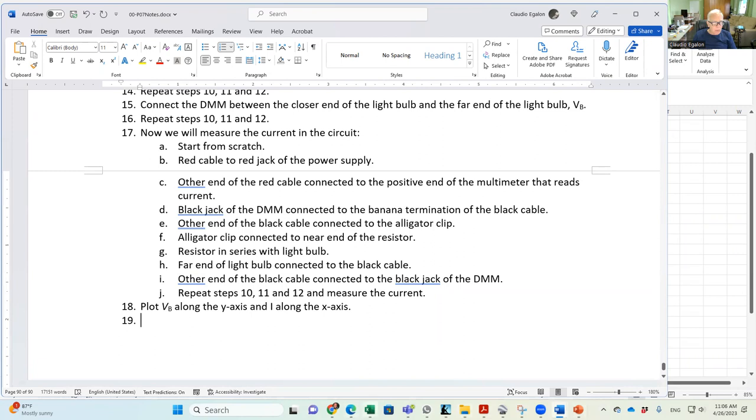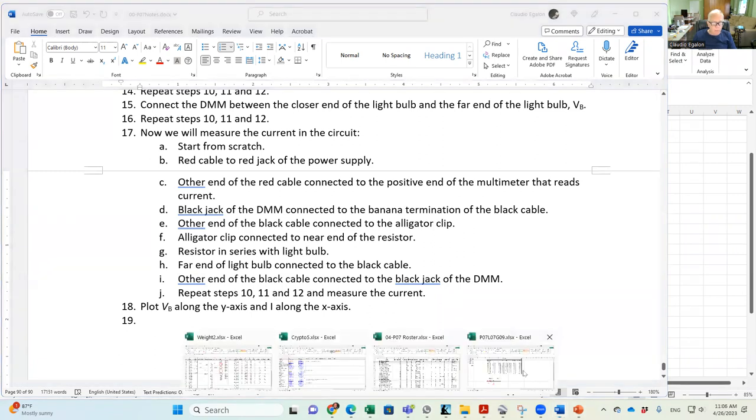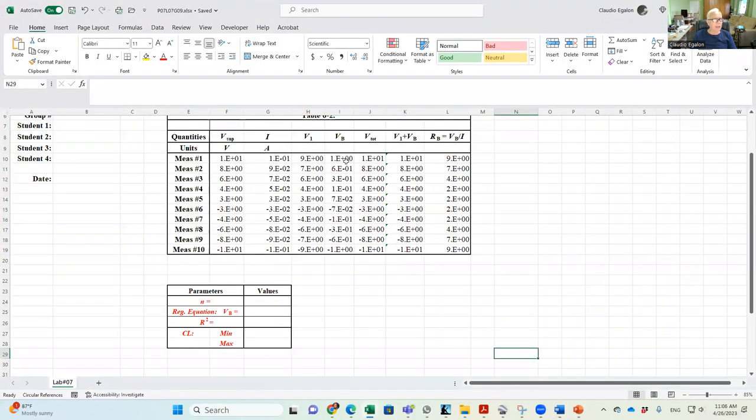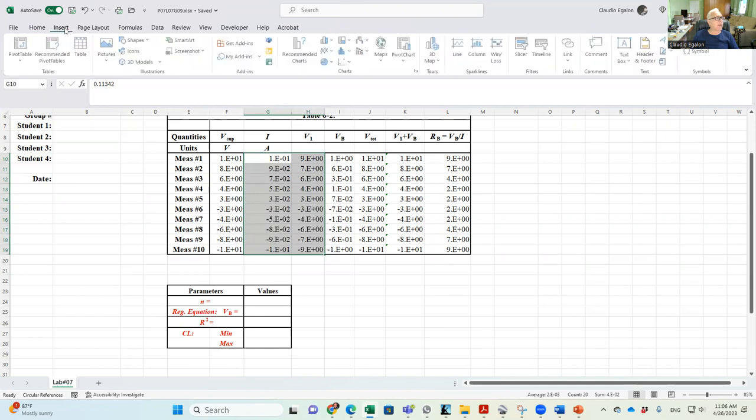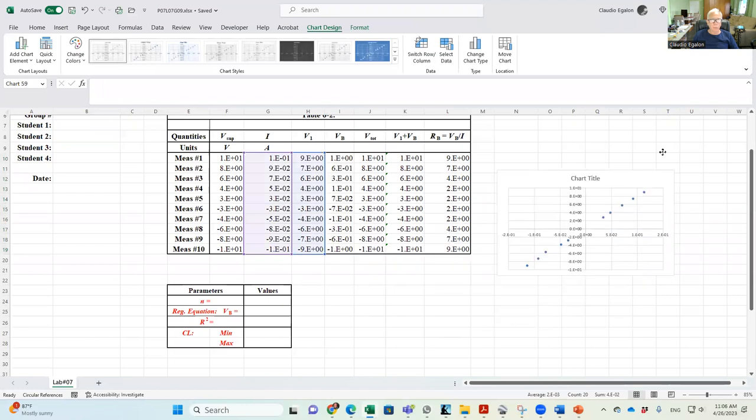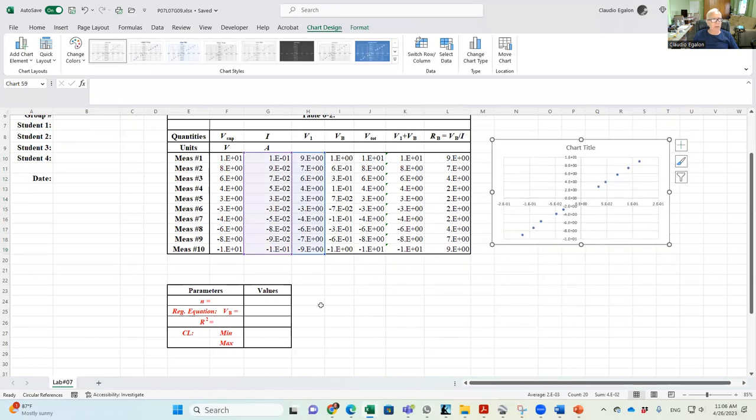Okay, so I want you to do that. We are plotting VB, we are not plotting V1, right? If we plot V1, we are going to get a straight line because the resistor one is an ohmic element. I'm going to display that to show you. See, we do get a straight line because it's the voltage across the resistor.